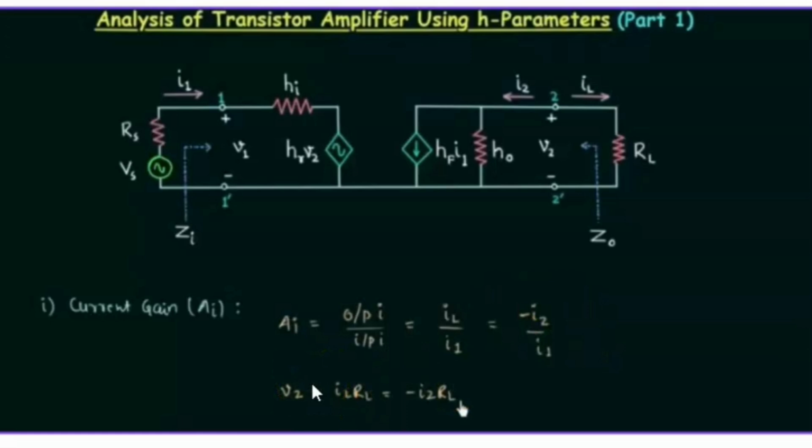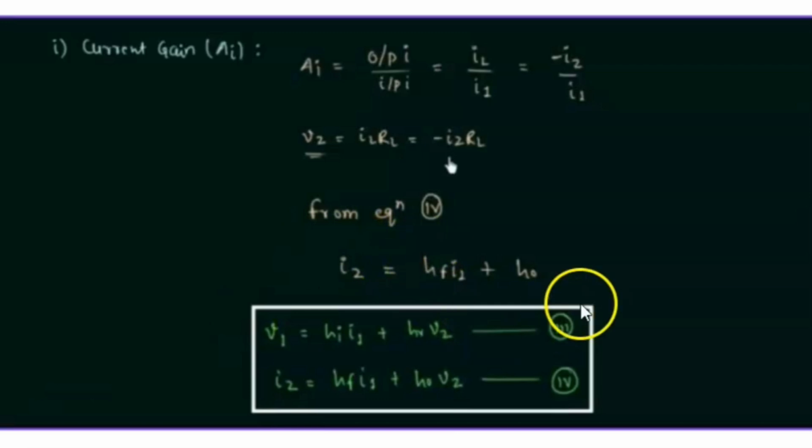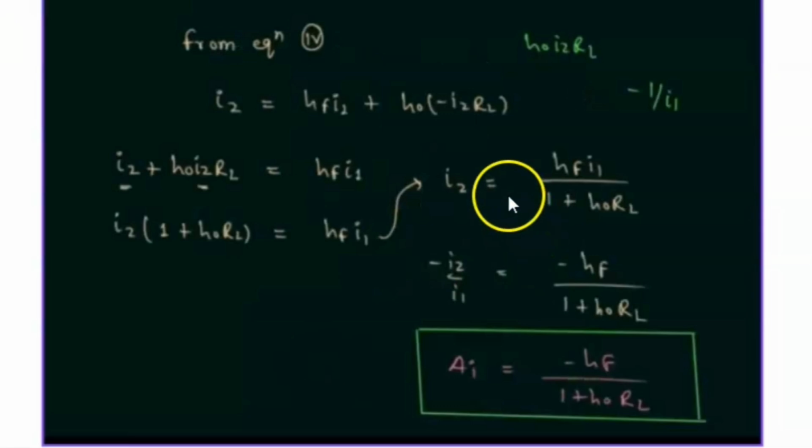अब यहाँ से हम लोग V2 वोल्टेज भी कैलकुलेट कर सकते हैं, which is going to be equal to IL times RL, and we know that IL is equal to minus I2, so V2 is equal to minus I2 times RL. अब we have seen these two equations in our previous video. तो यहाँ पे हम लोग यूज करने वाले हैं हमारा इक्वेशन 4 which is I2 is equal to HF I1 plus H0 times V2. तो यहाँ पे हम लोग put the value of V2 which is equal to minus I2 RL.